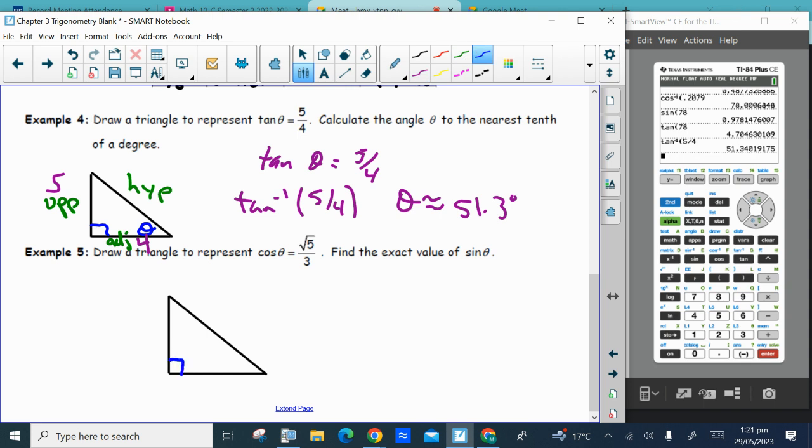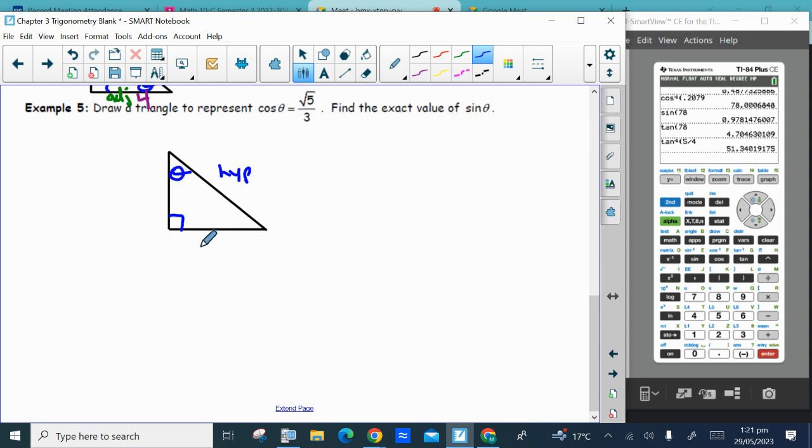Again, you can let one of the other two angles be theta. It doesn't matter which one. In the last example, we let the bottom angle be theta. This time I'm going to let the top be theta. It doesn't matter. However, now that we've said that that's theta, we need to label our sides. The hypotenuse never changes. The side across from the angle that you're working from is the opposite. The remaining side is the adjacent.